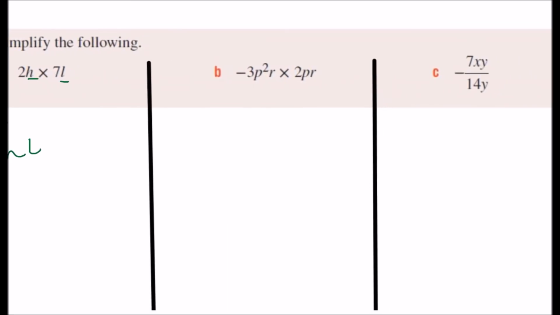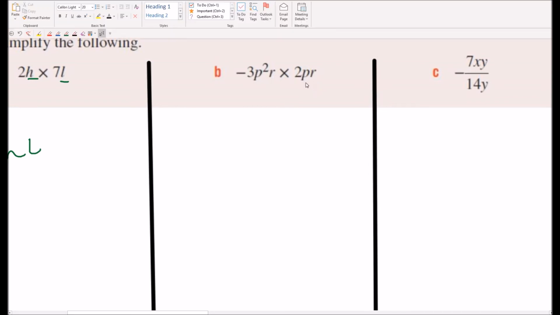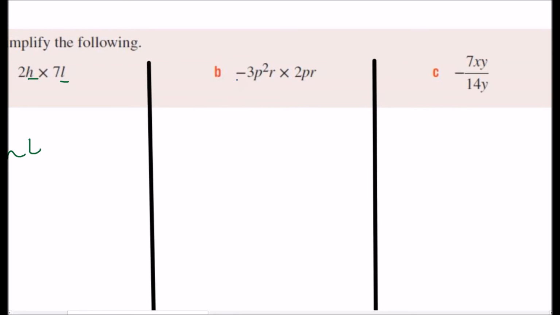Over here, what you'll be doing is negative 3p squared r times 2pr. So what you want to do here is multiply the numbers, or the coefficients, together. So negative 3 times 2. But the variables, the p squared and the p, are going to be added together, and the r is also going to be added together, in terms of the indices. Okay, so let's work this out.